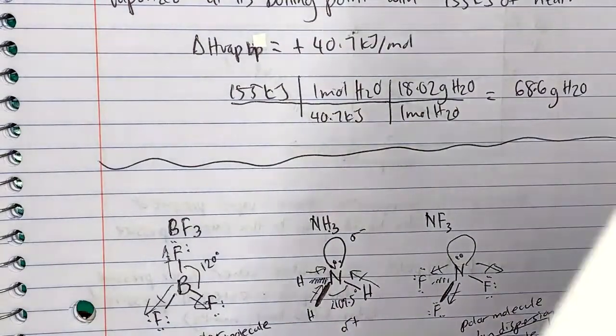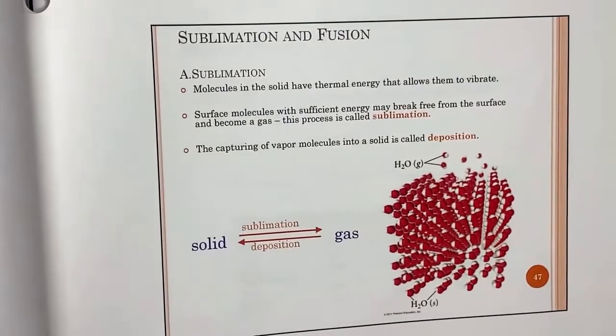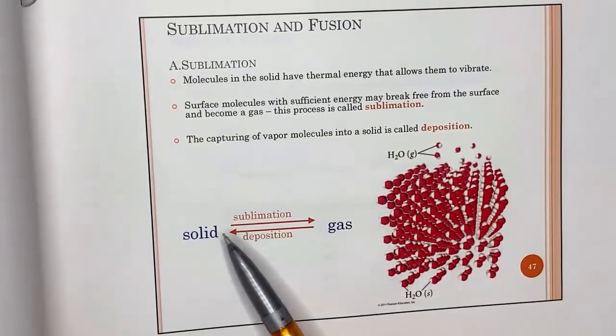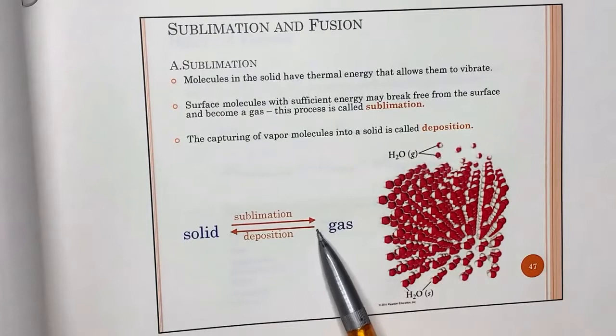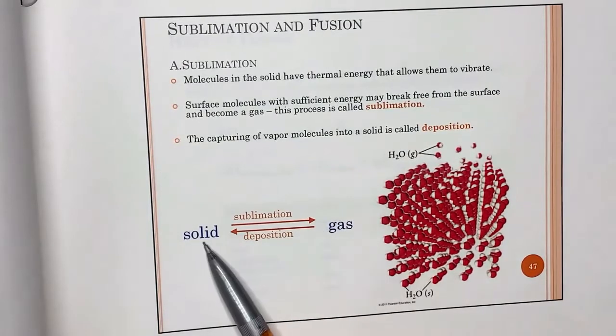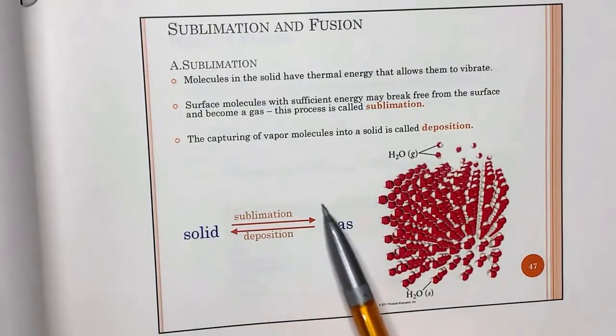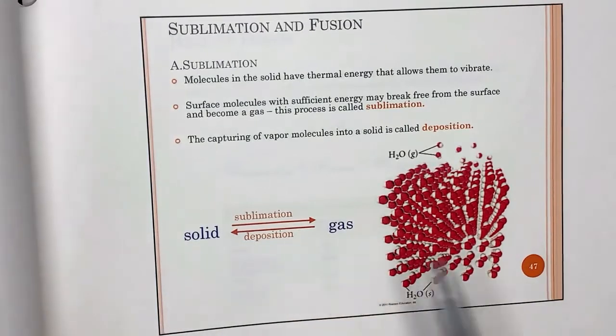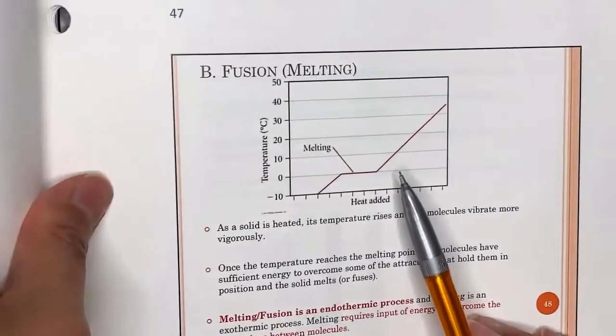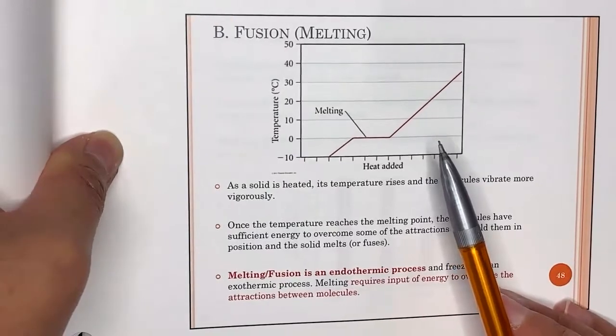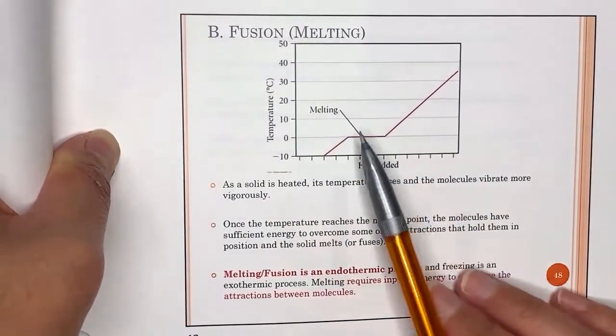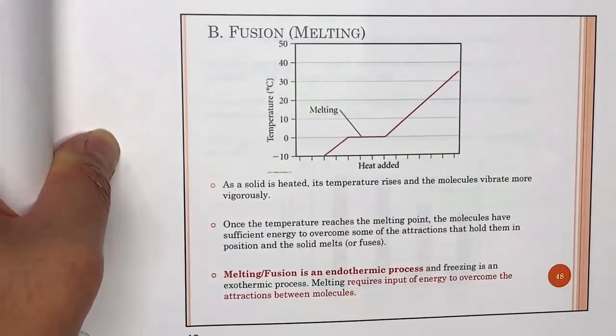So let's see. We were talking about boiling, vaporization, and we want to talk about sublimation. Sublimation is when you have solid turning into gas. Deposition is the opposite, gas turning back into solid. Remember, this one is endothermic, this one is exothermic. And then we have fusion, which is melting. It's similar to what we just saw for vaporization or boiling, right?